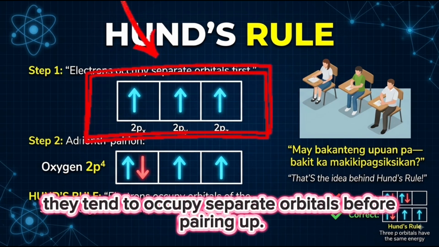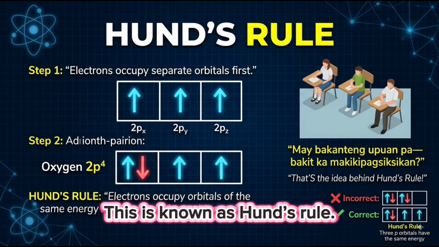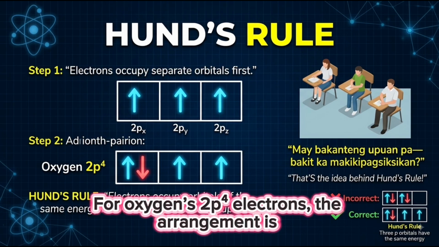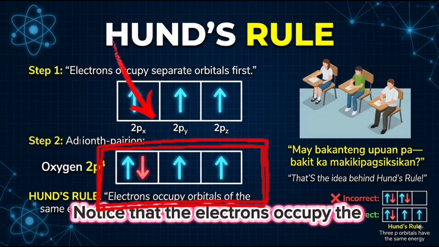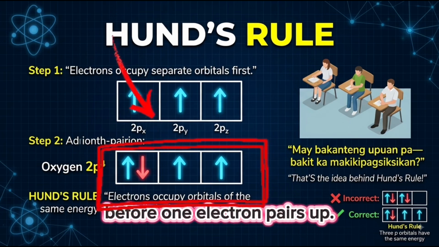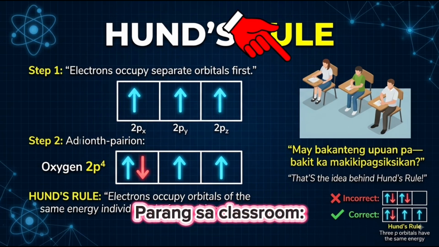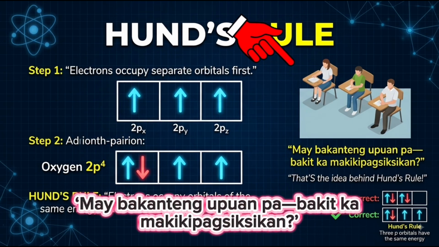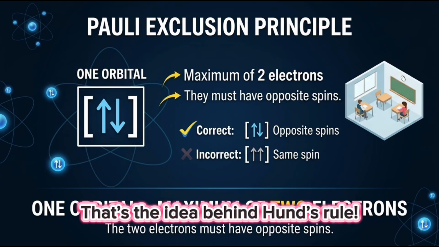occupy separate orbitals before pairing up. This is known as Hund's rule. For oxygen's 2p4 electrons, the arrangement is like this. Notice that the electrons occupy the 3 orbitals individually before 1 electron pairs up. Parang sa classroom, may bakanteng upuan pa. Bakit ka makikipagsiksikan? That's the idea behind Hund's rule.